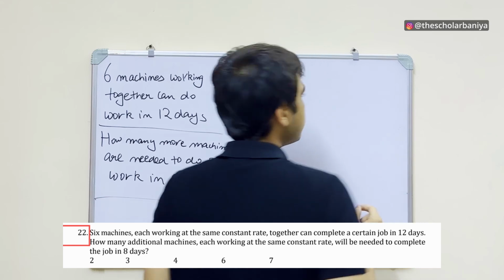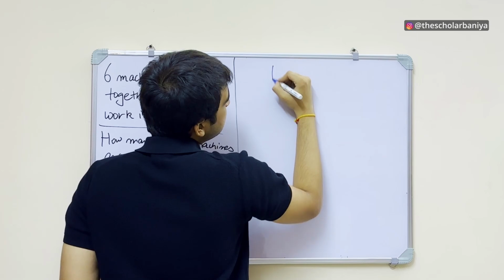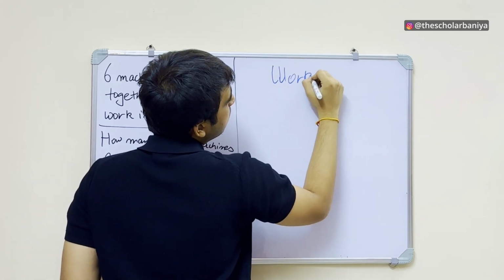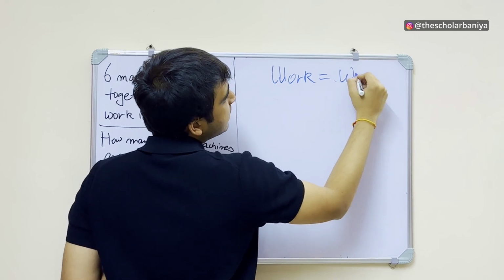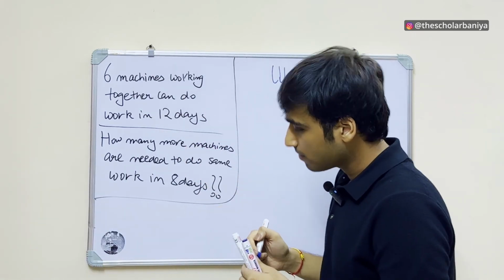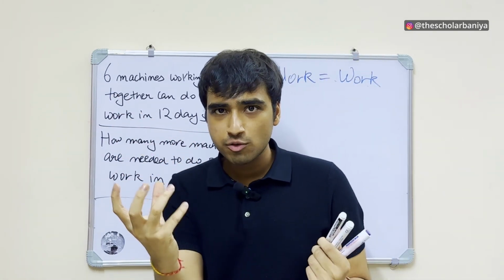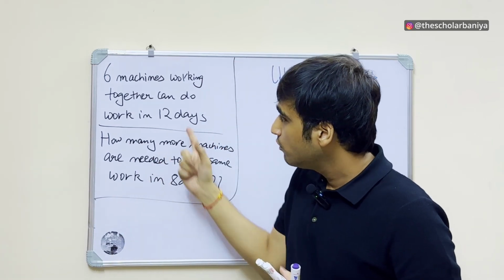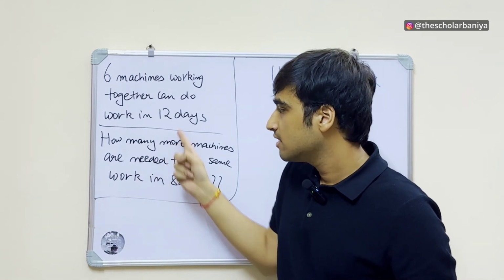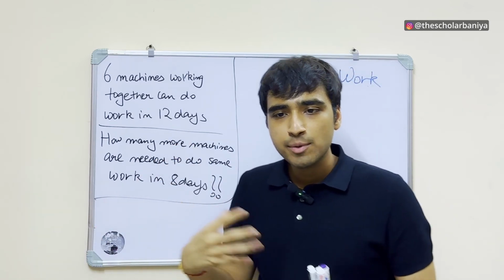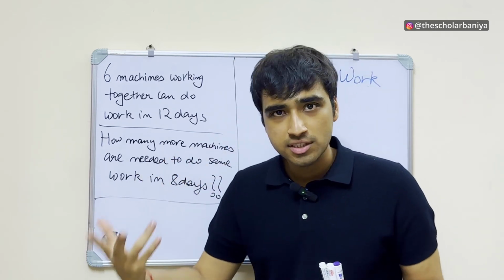So one thing should be very clear, that in both the cases, the amount of work is same, right? So obviously the amount of work is equal to the amount of work. In the first case, there are 6 machines which take 12 days to do a piece of work. And in the next case, we want to do the work in less days. So obviously more machines will be required. Earlier it was taking 12 days, now it's taking 8 days, right? So if we are able to do the task quickly, obviously more machines are required. So we have to tell how many more machines are required.